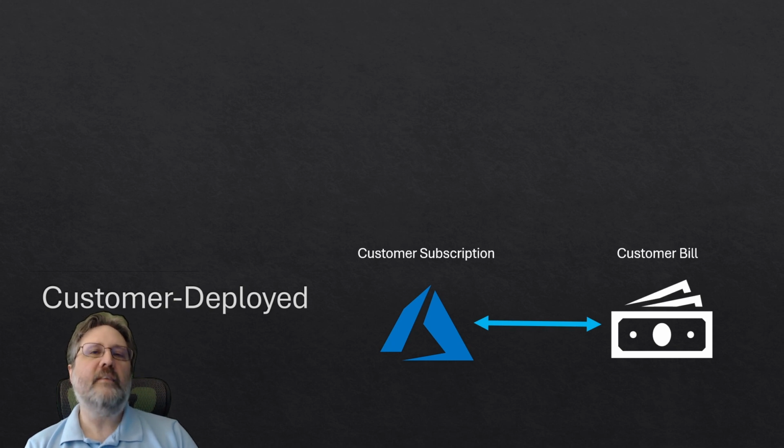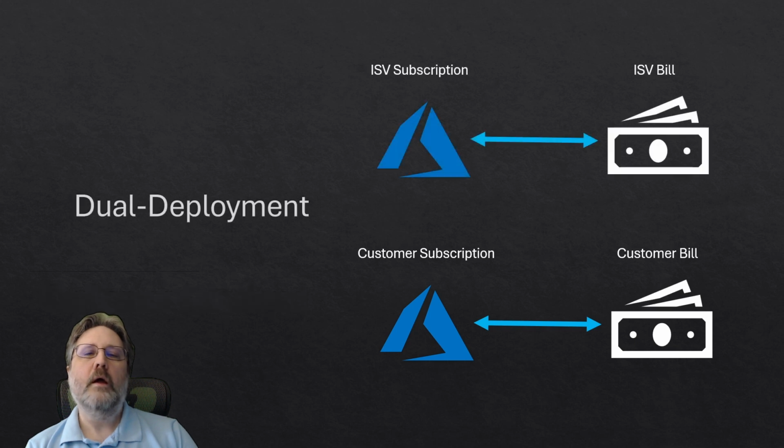while in the customer deployed model, the bill for Azure is handled by the customer. And as previously mentioned, the ISV bills either through Azure Marketplace billing or an external billing model, such as a license key purchase. Finally, in the dual deployment model, we have both billing on the customer side and on the ISV side, because part of the solution is in a subscription billed to the ISV, while the remainder is in a subscription billed to the customer.